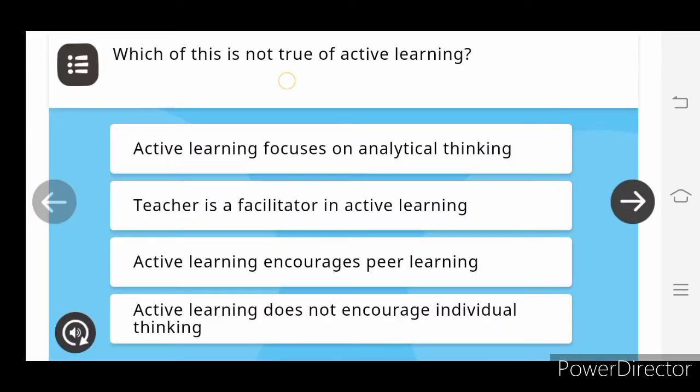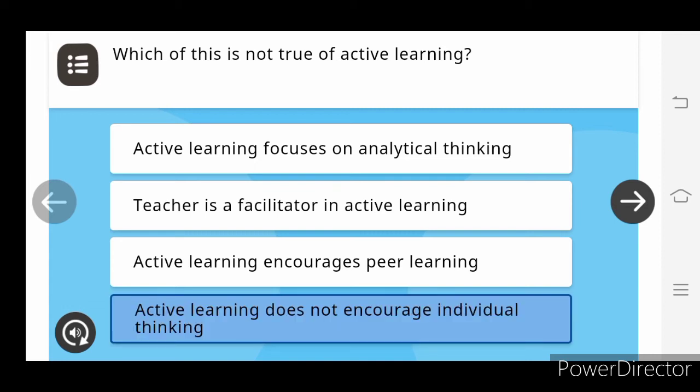So the first question we have here is, which of these is not true of active learning? Our options are: active learning focuses on analytical thinking; teacher is a facilitator in active learning; active learning encourages peer learning; active learning doesn't encourage individual thinking. So here the last option is correct. Active learning does not encourage individual thinking.